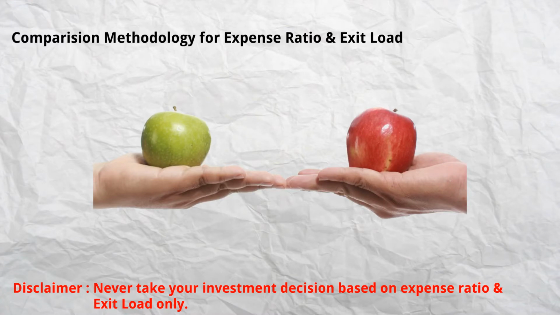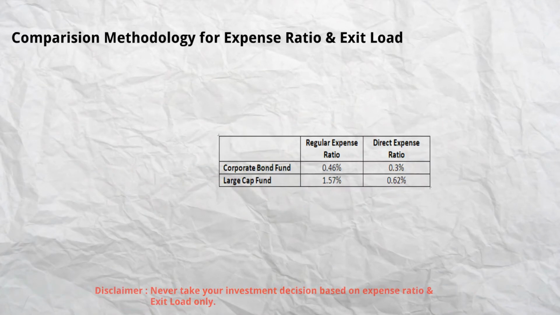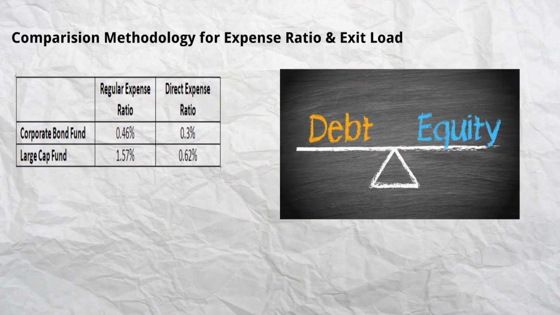Imagine we have two funds. Number 1, corporate bond fund. Number 2, large cap fund. The expense ratio of these funds would be as follows. It's a bad idea to compare a debt fund with an equity fund. So never compare the expense ratio or exit load of various categories of funds such as gold and equity, gold and debt, balanced advantage fund and debt fund, etc. These kinds of comparison are bad and avoid doing them.